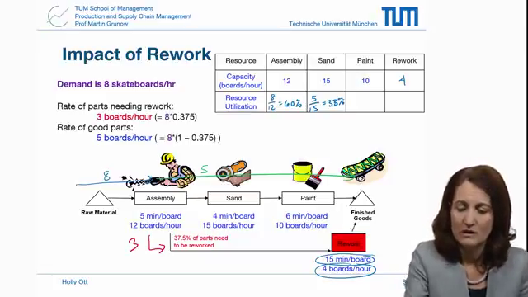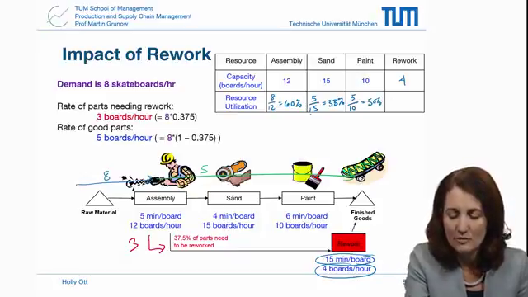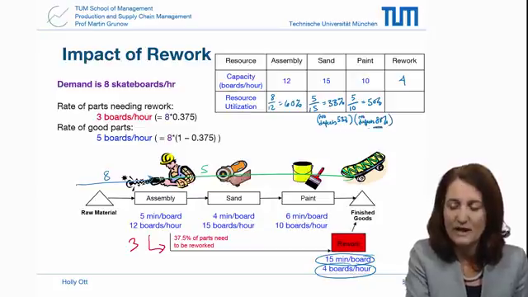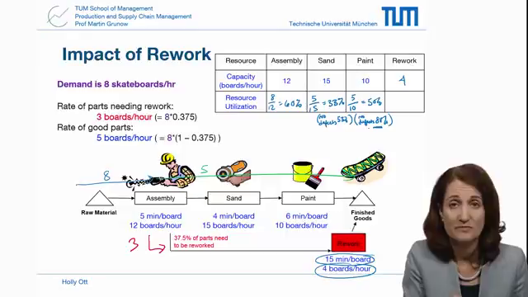Paint also only sees 5. That gives us a 50% utilization. And remember before, with no defects, we had this at 80%. And so before, the paint was our bottleneck with the highest utilization. But we're not done yet.